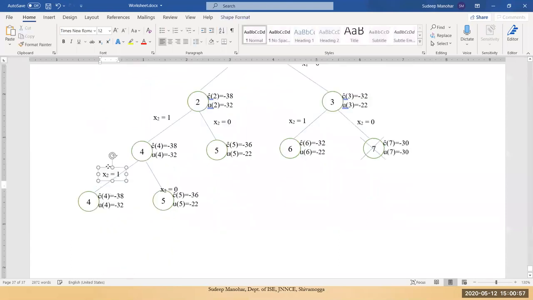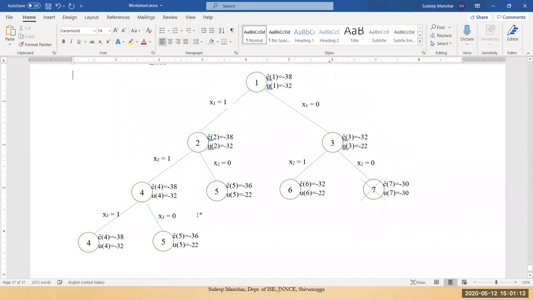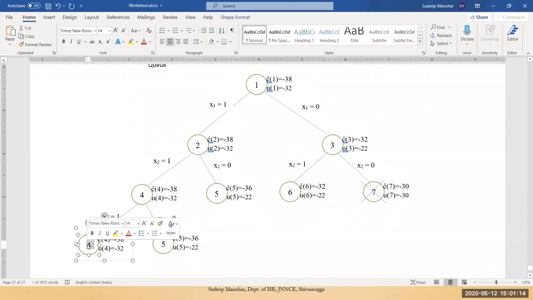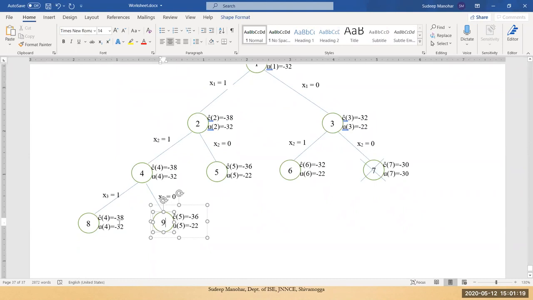This is x3. x3 is equal to 1, x3 is equal to 0. Okay, this is node number 8, this is node number 9. This is 8.